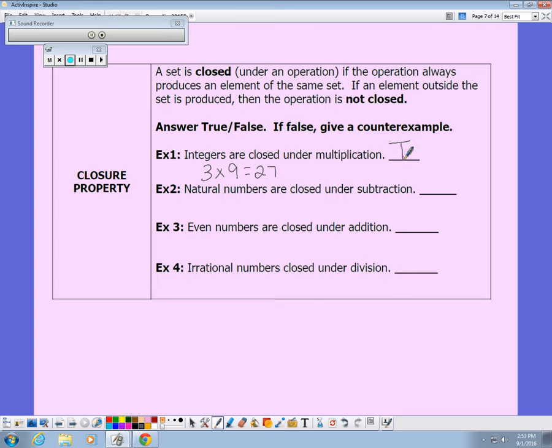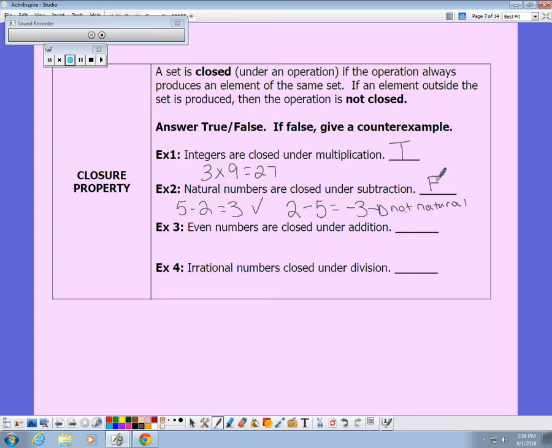Natural numbers are closed under subtraction. So what are your natural numbers? They're your counting numbers, right? They're 1, 2, 3, 4, 5, and so on. What if I took 5 minus 2? That equals 3. So that equals another natural number. But what if I did it the other way around? What if I said 2 minus 5? That gives me negative 3. And negative 3 is not natural. Therefore, this statement does not follow the closure property.